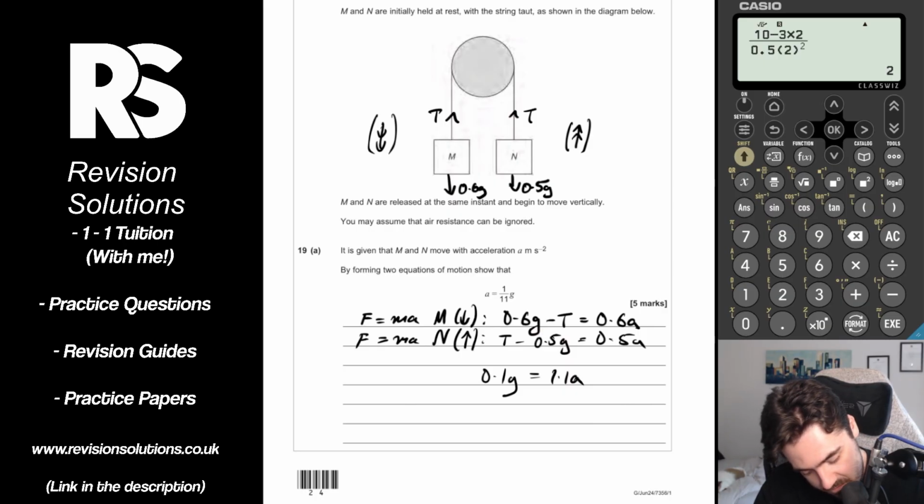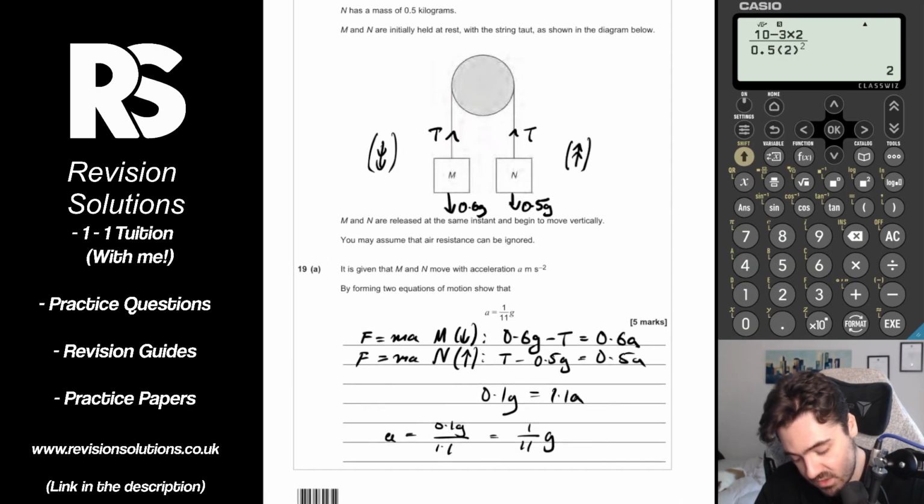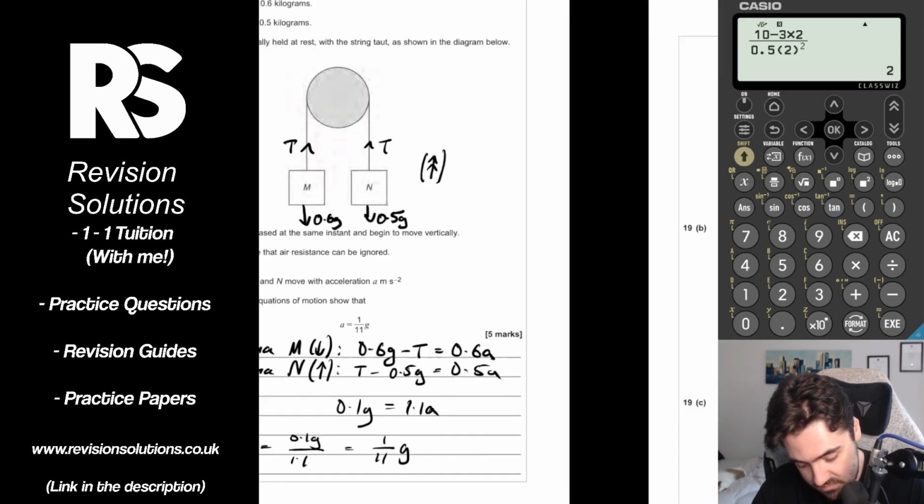Then if we just rearrange it now for a, we'd have 0.1g over 1.1, which, if we multiply the top and bottom by 10 to simplify it, is the same as 1 over 11 times g. Then for part B, it says the speed of N 0.5 seconds after its release is g over k, where k is a constant. So the accelerations are constant again, so we can use SUVAT again.